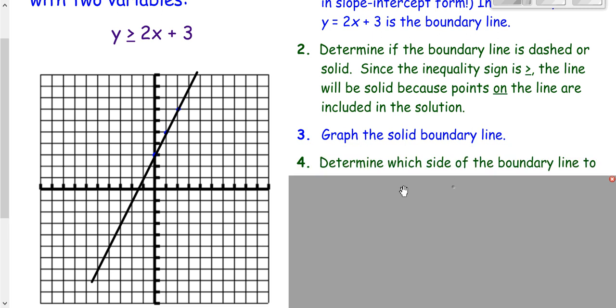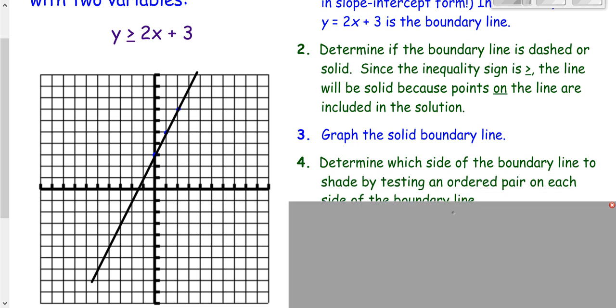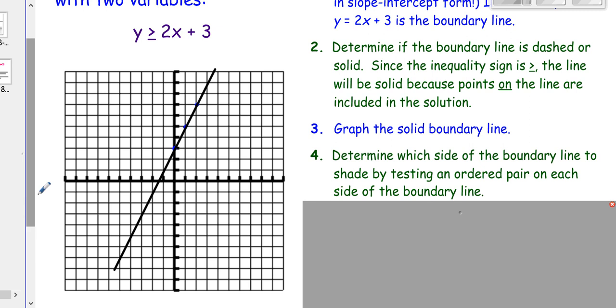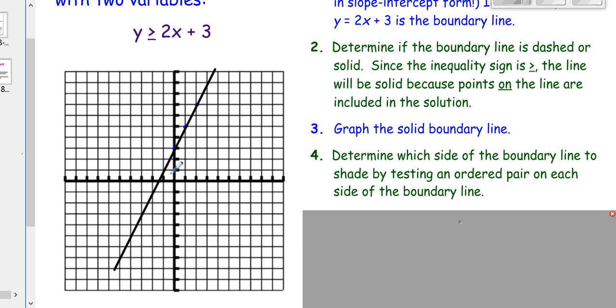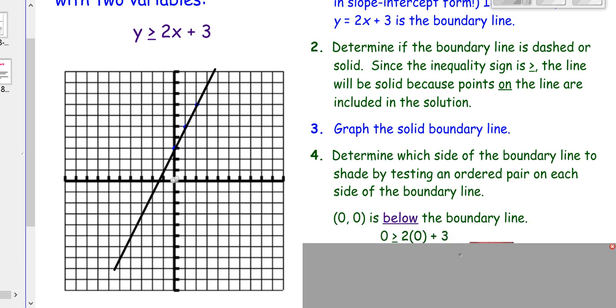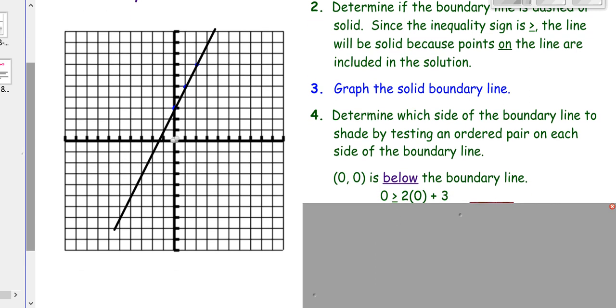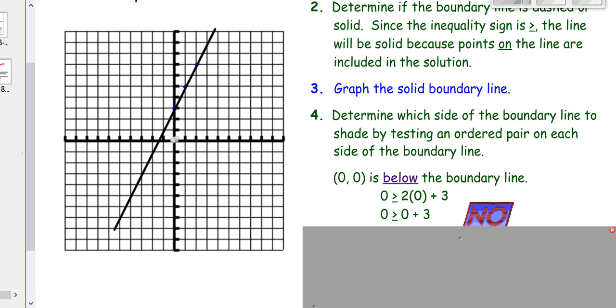Determine which side of the boundary line to shade by testing an ordered pair on each side of the boundary line. Okay, so we haven't discussed this except on your foldable last night, but I'm going to take my origin because it is the easiest test point. So (0, 0) is below the boundary line. So I'm going to plug that in. 2 times 0 plus 3, and I've got 0 as my output as well.